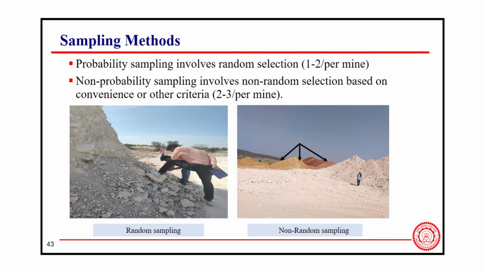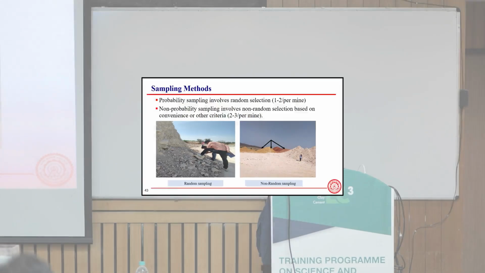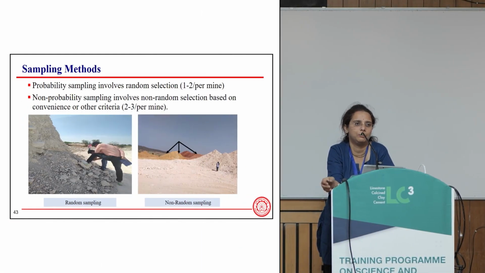Sampling methods: two types of methods, probability sampling. If we have the same material within the same mine, based on color, texture and granularity, then we need not collect so many samples from the field. Only one or two samples are sufficient. But on the right-hand side, you can see a picture within the same mine. We have three different types of material: ferruginous, red ochre, and kaolinitic clay.